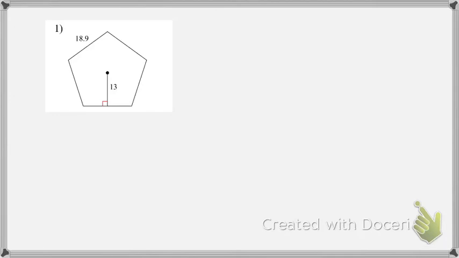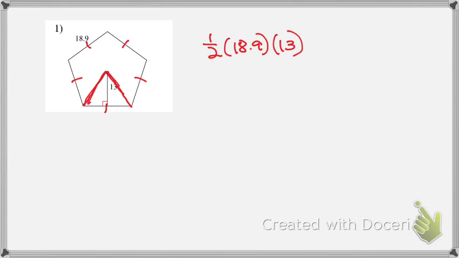Just visualize cutting it into triangles. They're all going to be congruent triangles because this is a regular polygon. So find the area of one triangle, 1/2 base times height. But since it's a regular polygon, all of these are 18.9. So the area of just this triangle would be 1/2 of 18.9 times 13. Okay, and that would be the area of just this one triangle.